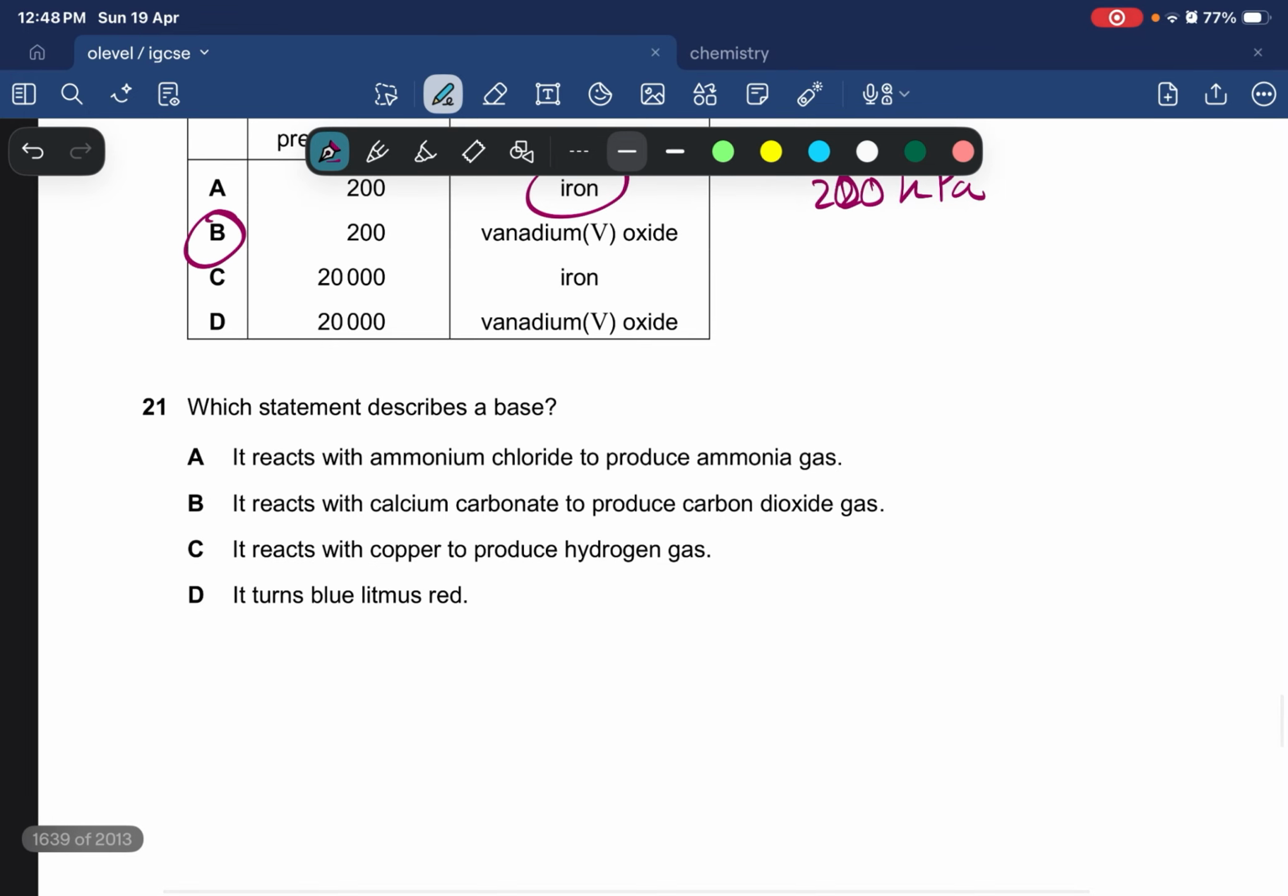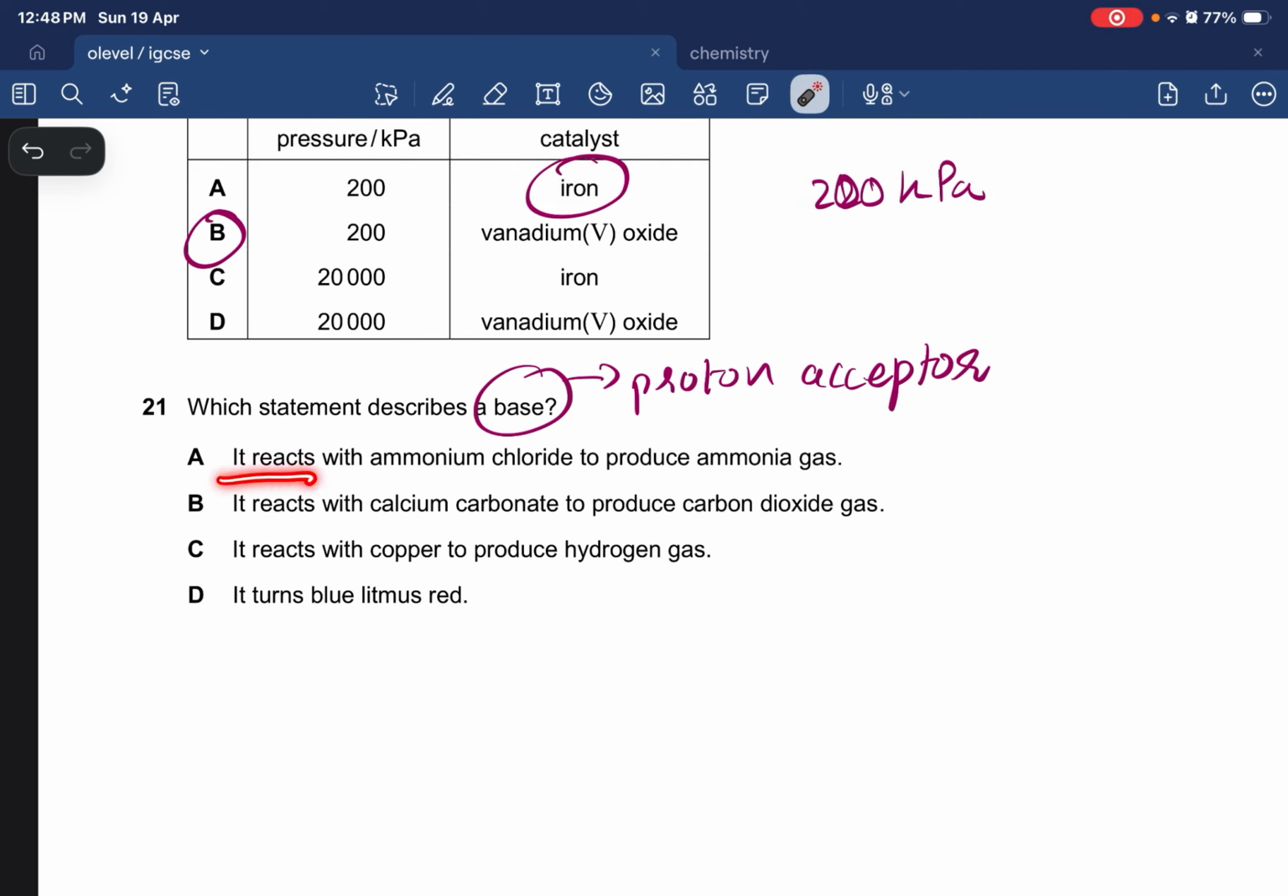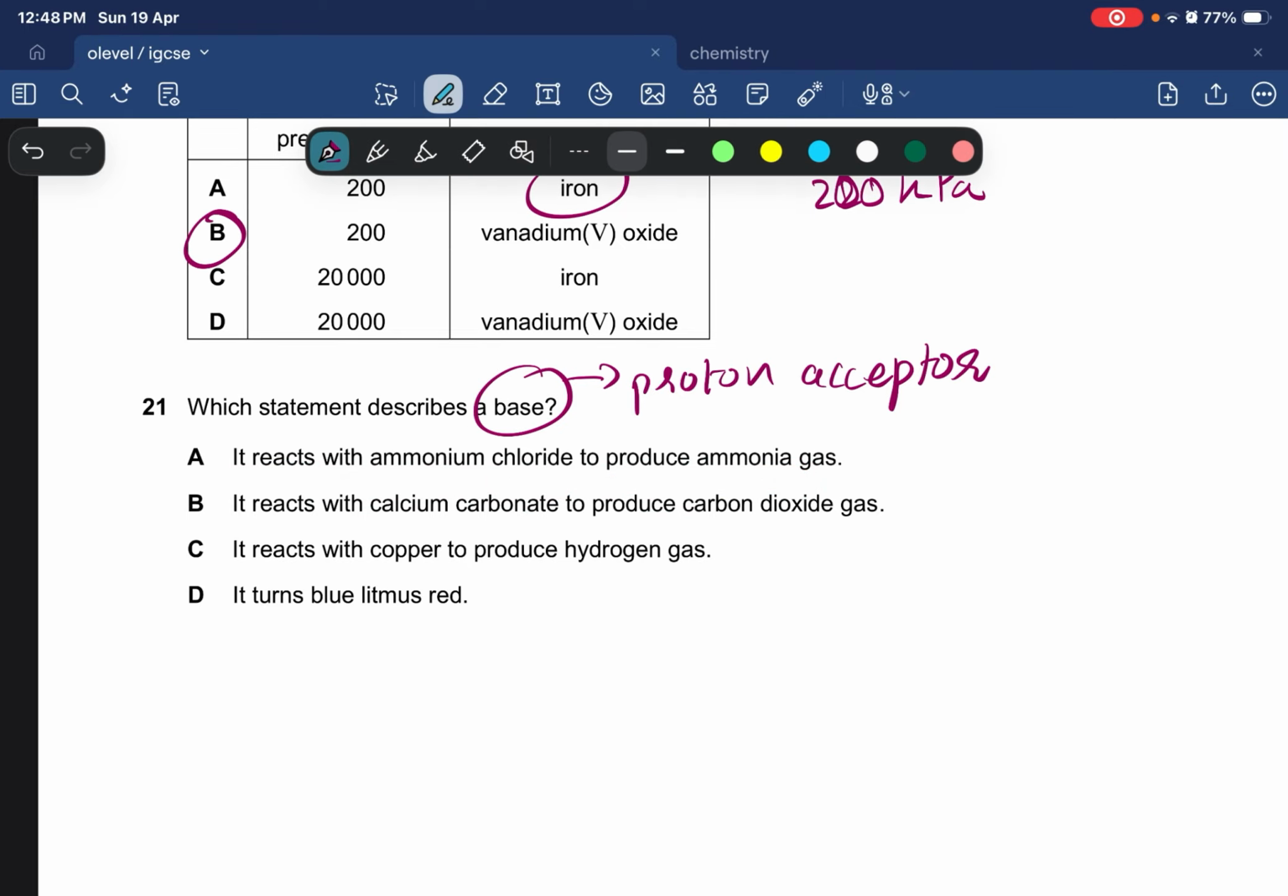Which statement describes a base? A base is a proton acceptor and an acid is a proton donor. It reacts with ammonium chloride to produce ammonia gas. Ammonium salts react with alkalis to produce ammonia gas. We're going to consider it, but let's read the other statements as well. But that's correct, that bases plus ammonium salts give off ammonia gas. You know why?